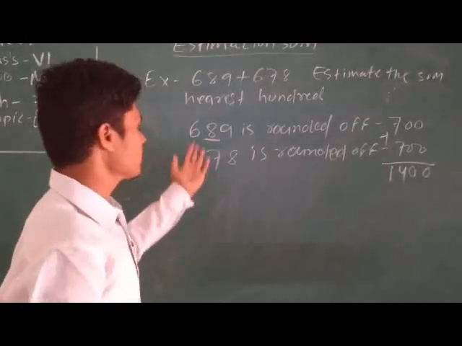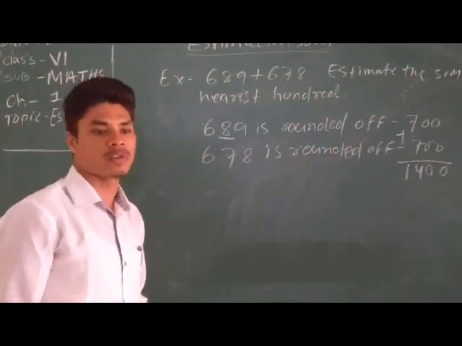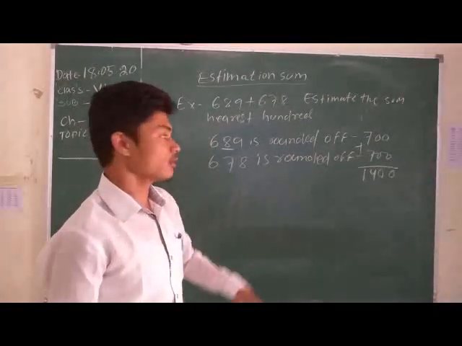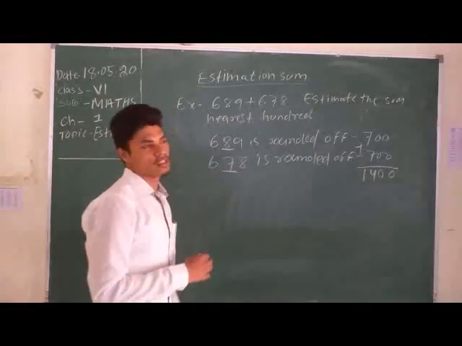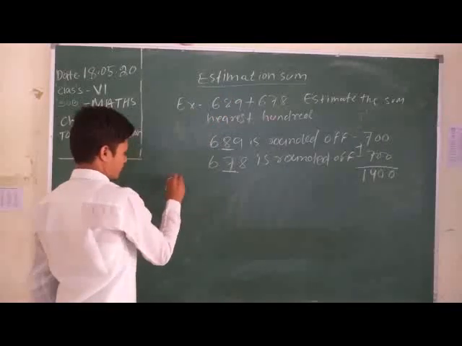If it is nearest 10, you already know how we find the nearest 10, nearest 100, nearest 10,000, nearest lakh. All these you can find using this process. Clear about the estimated sum. Now we discuss the estimated difference.